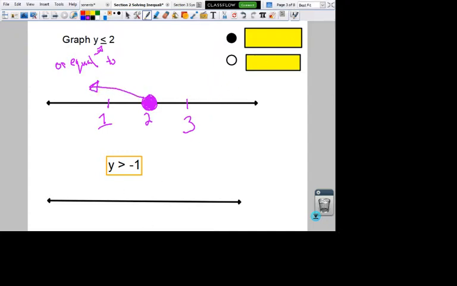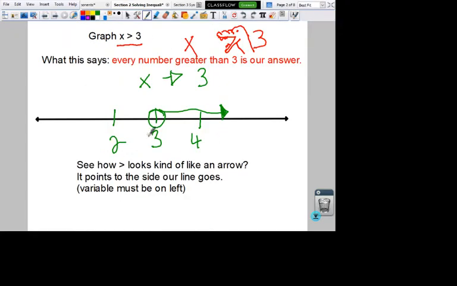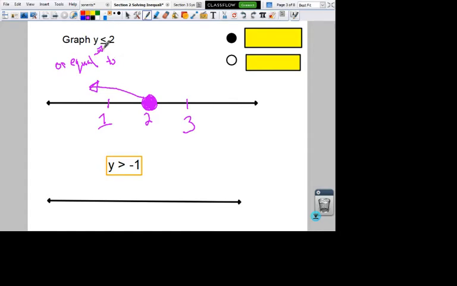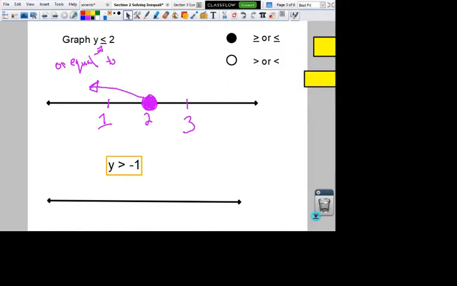So like this first one we did right here, it was x is greater than 3. I didn't start at exactly 3. I started at like 3.000000, a bunch of zeros and then a 1. I only start at exactly the number when I have this extra line there. Since I've got this extra or equal to line, I'm starting at exactly 2. So whenever you have the lines on them, you fill in your dot. Whenever you don't have the lines, you just leave it open.